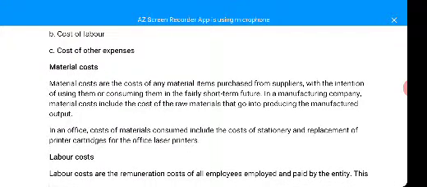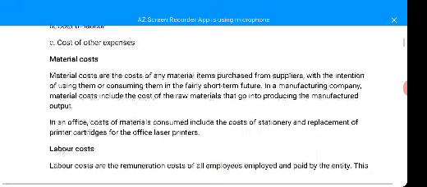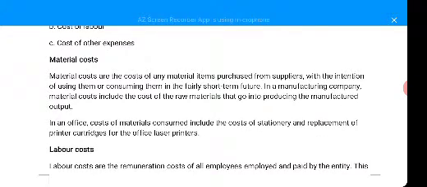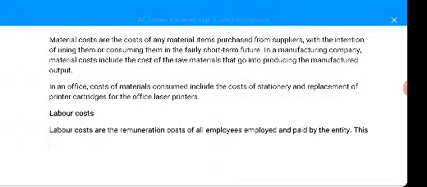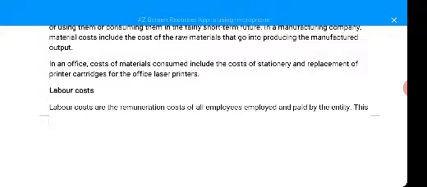Now, what is material cost? This is the cost of any material items purchased from suppliers with the intention of using or consuming them in the fairly short-term future. So material cost is the cost of an item that you purchase from a supplier that you use to produce your own items. In a manufacturing company, material costs include the cost of the raw materials that go into producing the manufactured output. In an office, cost of materials consumed includes the cost of stationery and replacement of printer cartridges for the office laser printers.